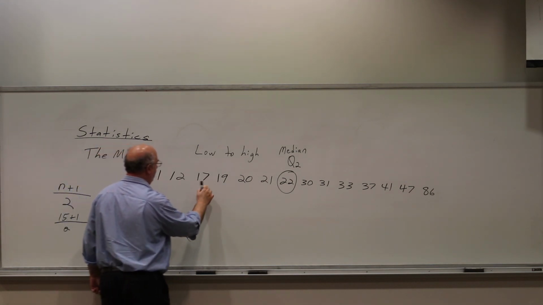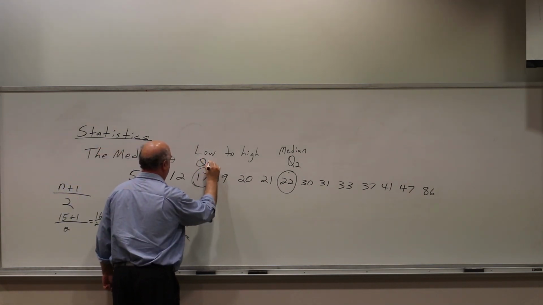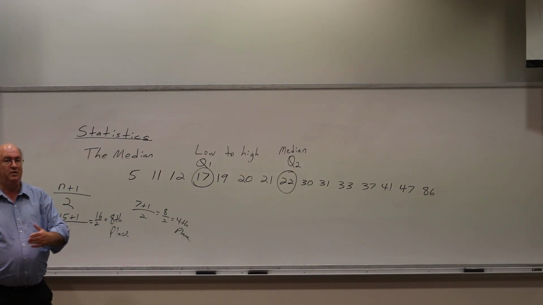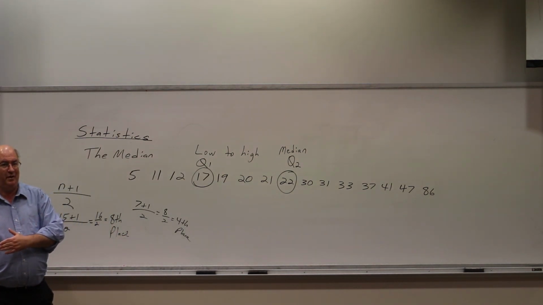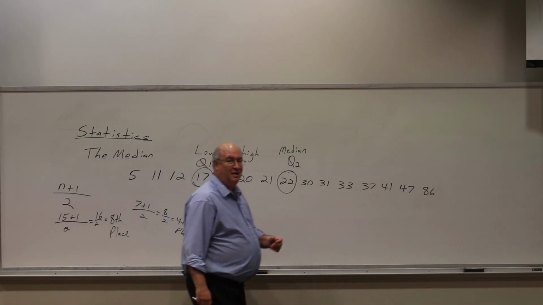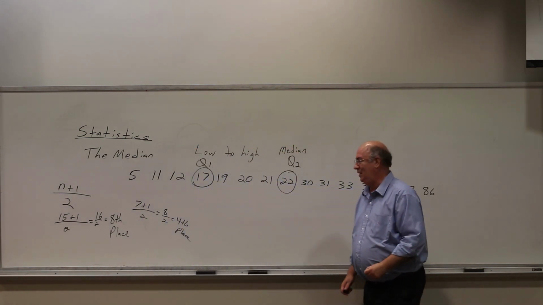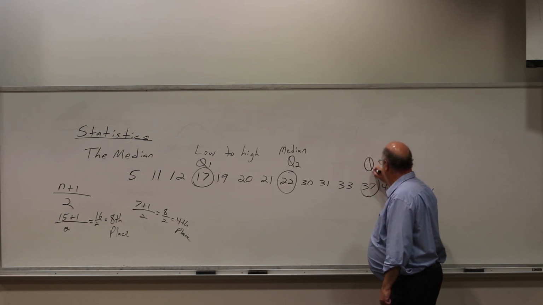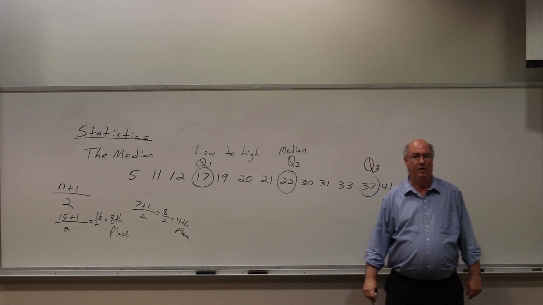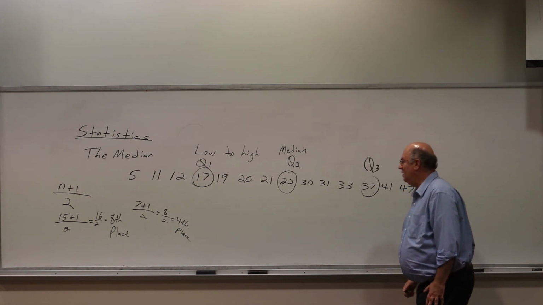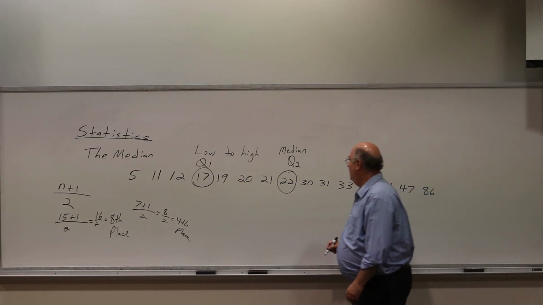1, 2, 3, 4. It's quartile 1. If you're looking for 4th place in the group of numbers that's lower than the median, then we're also looking for 4th place in the group of numbers that's higher than the median. 1, 2, 3, 4. That's quartile 3. So now we have quartile 1, 2, and 3. So far so good, right?